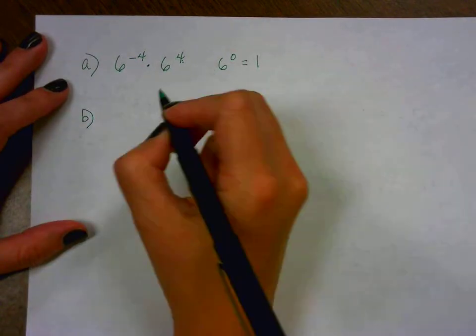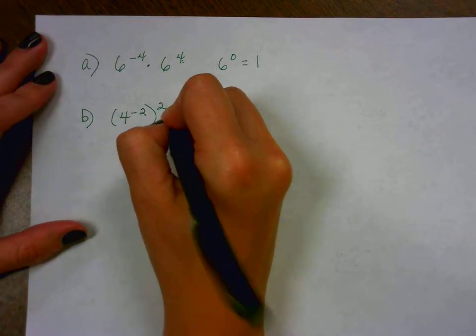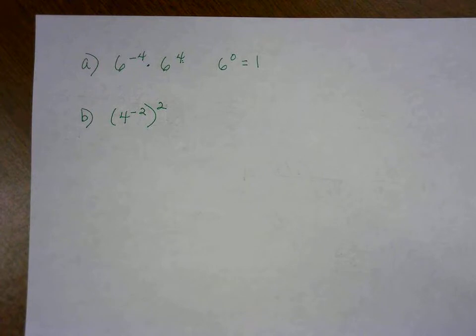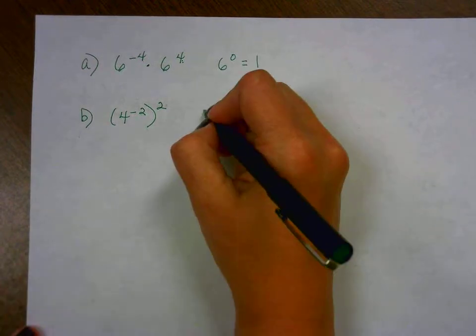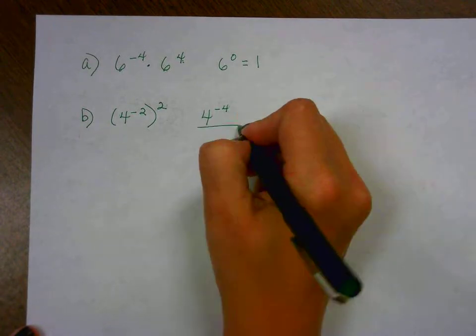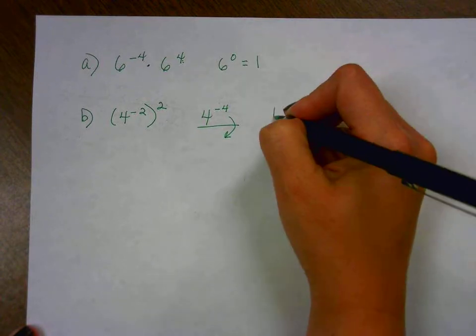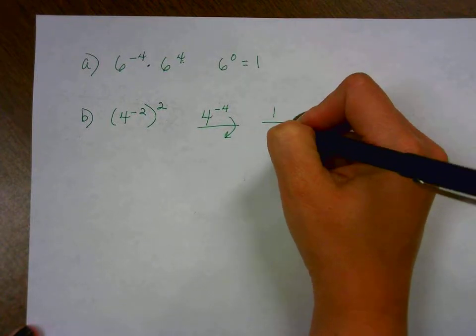All right, the next one is 4 to the negative 2, to the 2, and we've talked about this too. If you have powers, 2 powers, you're going to multiply them. So negative 2 times 2 is going to be 4 to the negative 4. And again, if I have a negative here, I'm going to use its reciprocal. I'm going to move it downstairs. So I have 1 over 4 to the 4th.